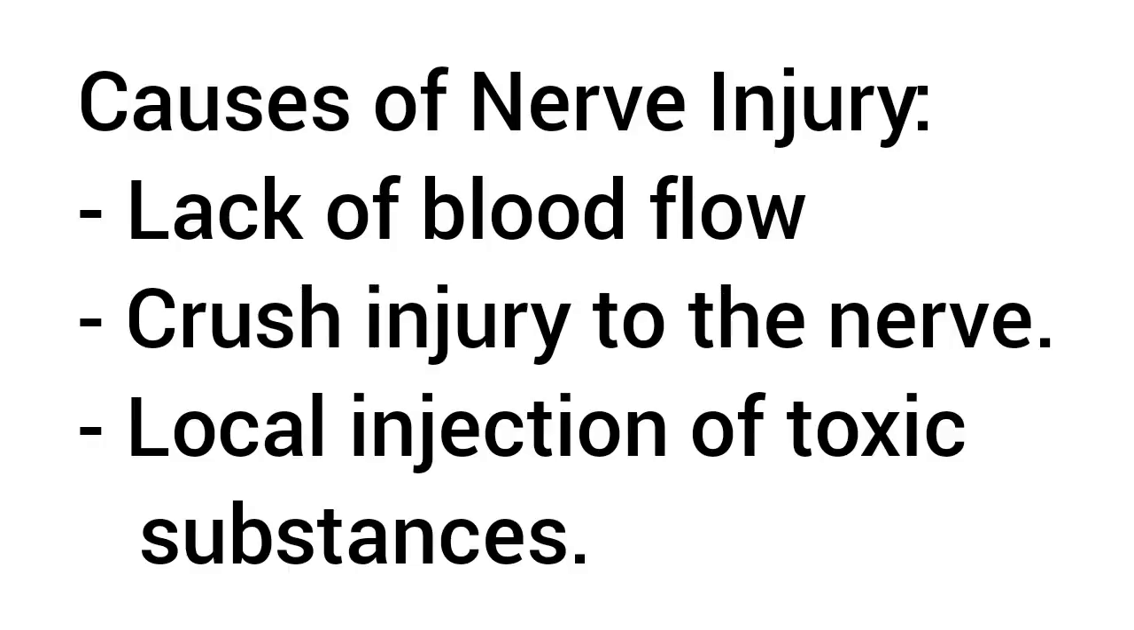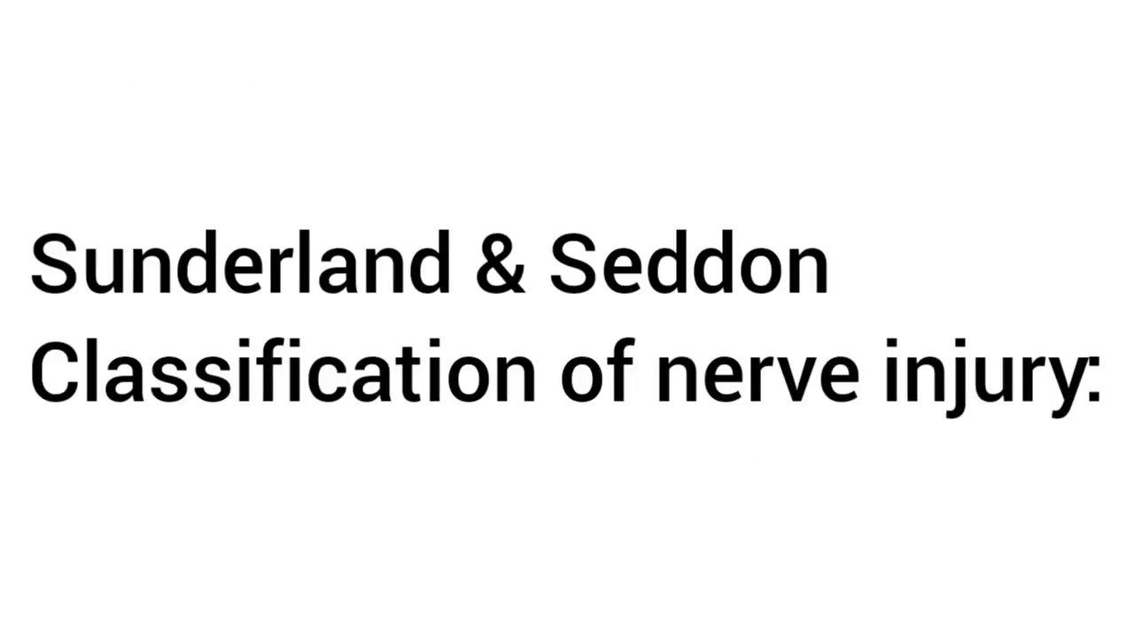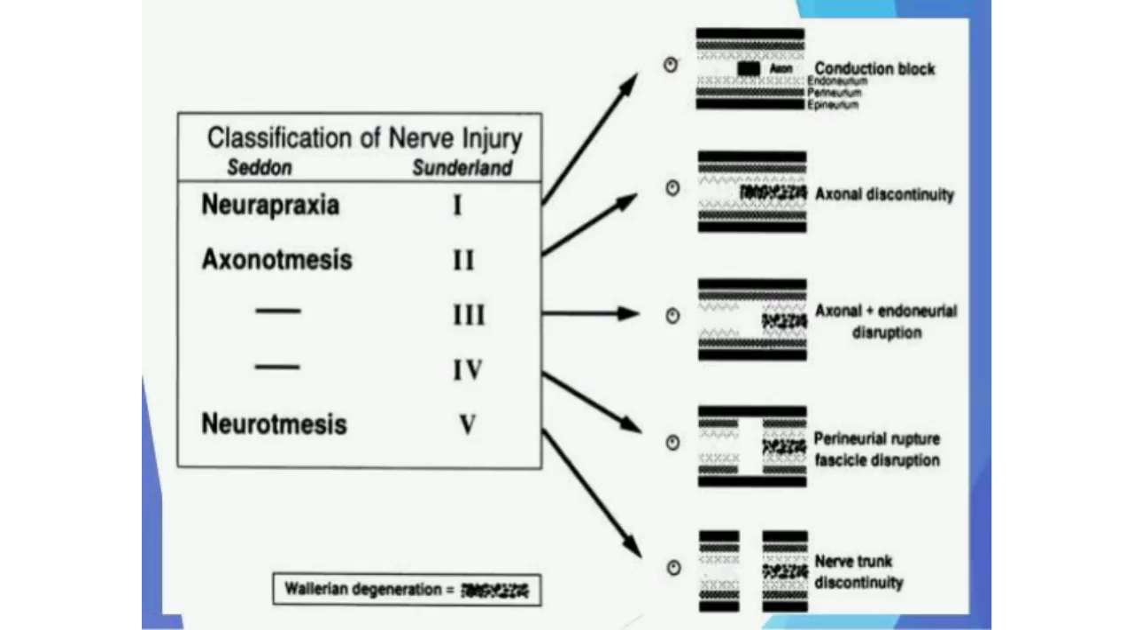Causes of injury include lack of blood flow, nerve injury, crush injury of the nerve, and local injection of toxic substances. There are 5 degrees of nerve injury, proposed by Sunderland. First grade is known as neuropraxia. Second degree is known as axonotmesis. Third, fourth and fifth degrees together are known as neurotmesis.